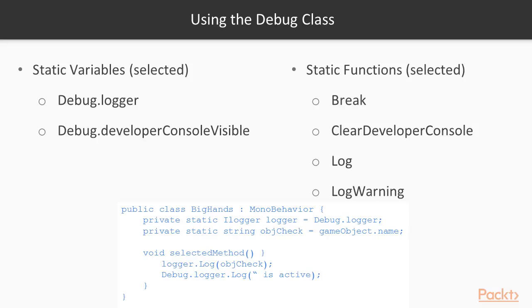Unity has a debug class that contains several static variables and functions. Here you see a selected list of each. Examples on how to use these are in Unity's documentation. Here you can see an example of how to use the debug logger to log messages to the console window. There are also more than a dozen static functions in the debug class. Documentation for each is available in the Unity documentation.